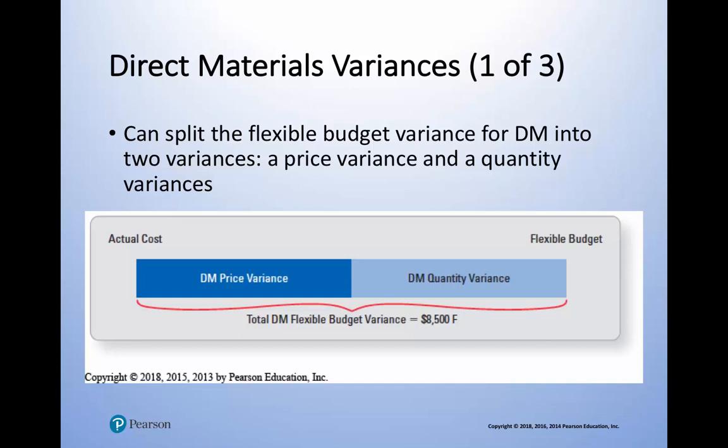So our direct material variances, it can split the flexible budget variance for direct material into two different variances. So our total flexible budget variance, or your spending variance, which is your total between your standard and your actual, can be broken down into our direct material price variance and our direct material quantity variance. And I like to abbreviate our direct material price variance, I drop the direct, and just go with MPV, material price variance. And then right-hand side, we have our material quantity variance.